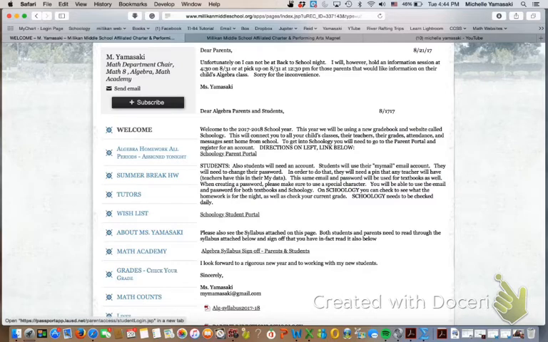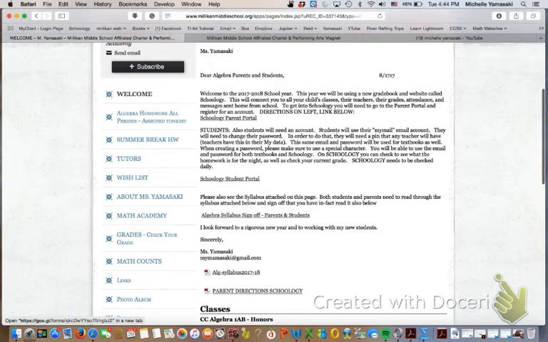The next paragraph down is the student portal. And then I've got an algebra sign-off stating that you have read and seen my syllabus. The syllabus can be found right here. And here is a direction PDF on how you sign up for Schoology. I personally find this extremely important for your child, for you to be on Schoology. Not that you need to check it every day, but you definitely need to check in once a week and make sure they are doing what they need to do.